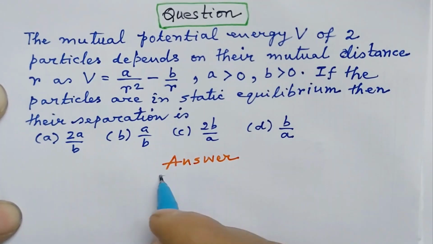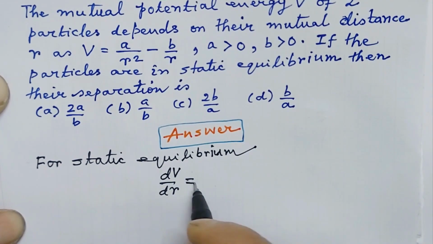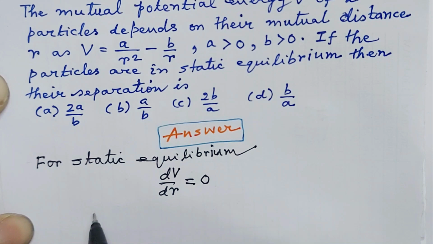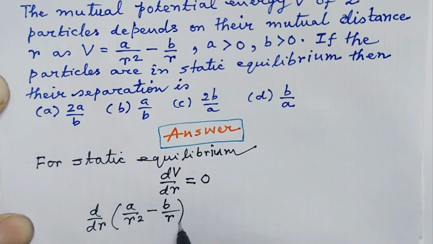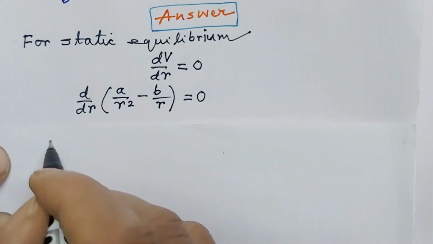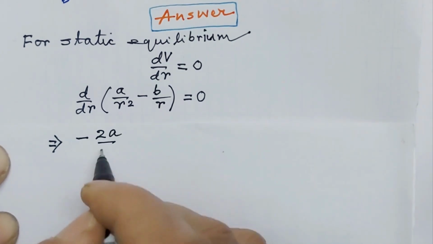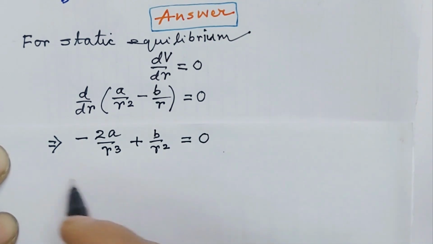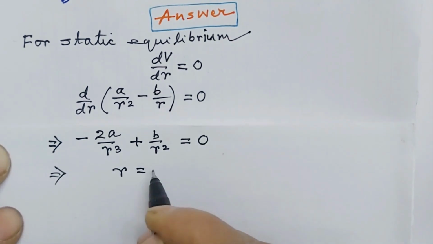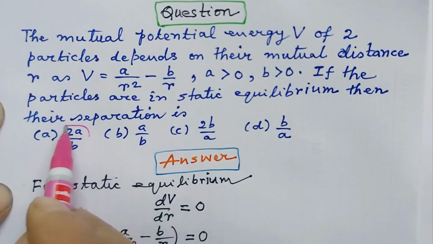We come to the answer now. For static equilibrium, dV/dr equals 0. Putting the expression for V, we have d/dr of (a/r² minus b/r) equal to 0. This implies, upon differentiation, minus 2a/r³ plus b/r² equal to 0. This implies r equals 2a/b. So the answer is option A.